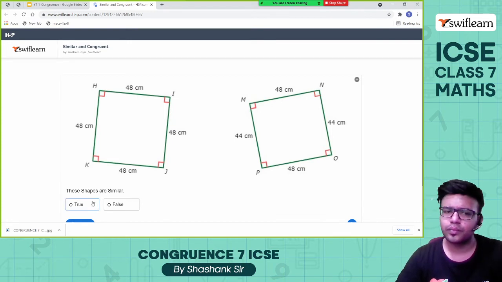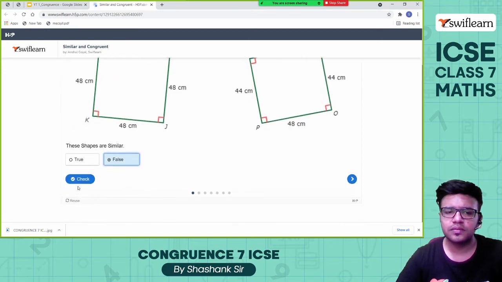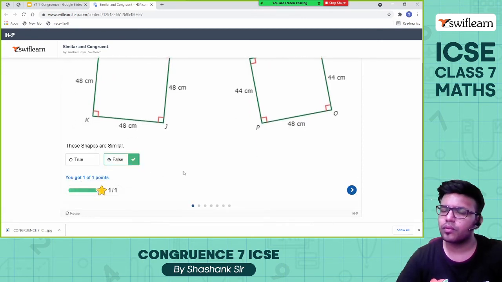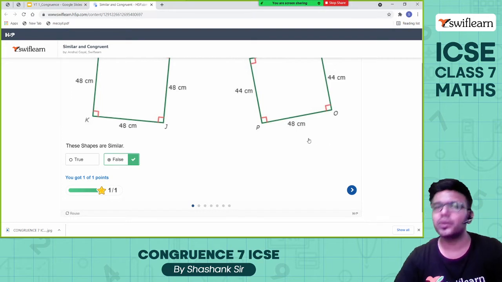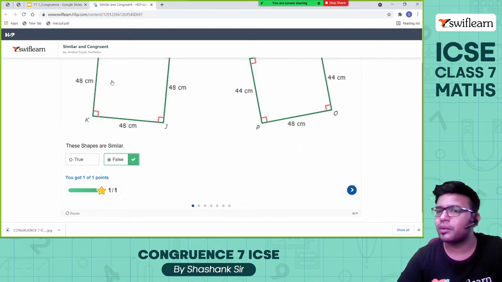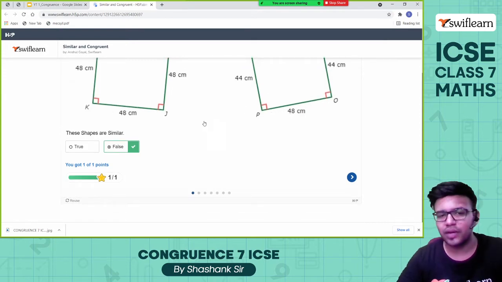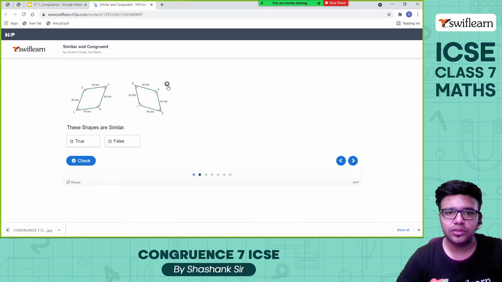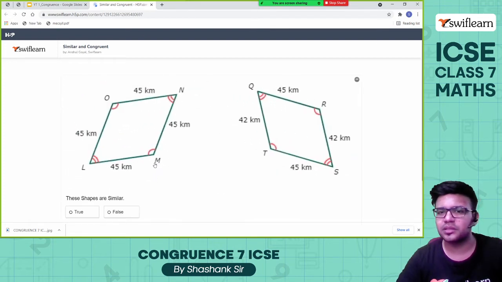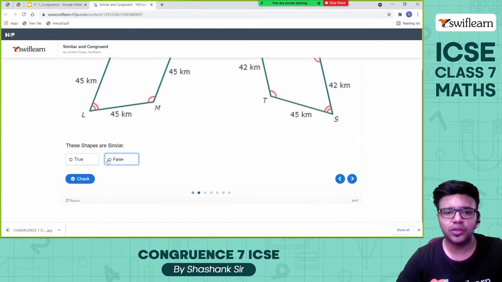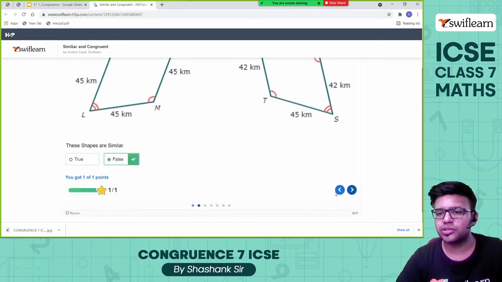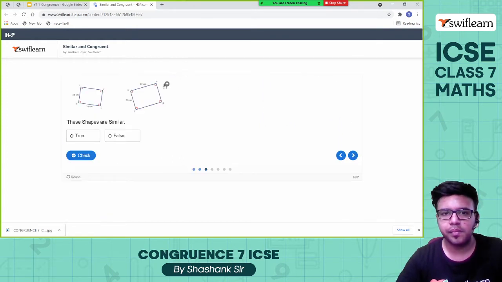No. Okay. Because they should be in the same ratio at least. 48, 48 है. तो 1:1 ratio. ये side भी 1:1 रहना चाहिए था. So then we could have said this as similar. Okay. So these shapes are similar. So 45, 45, 45. Again the same thing. So it is false. Next.